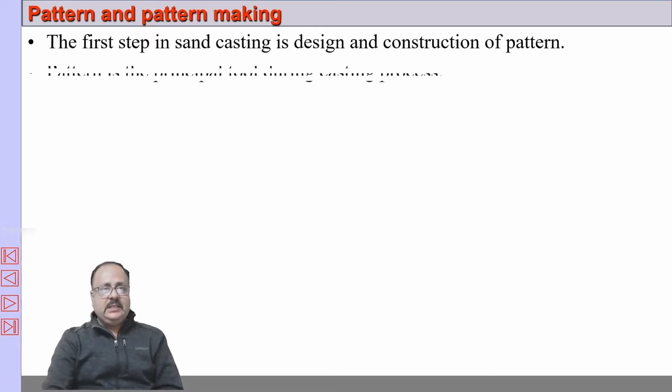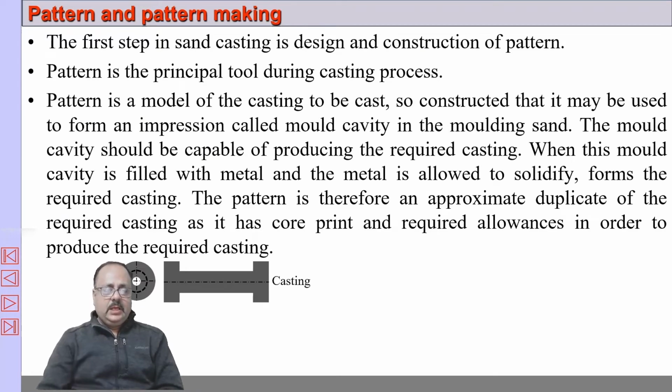So let us see. Pattern is a model of the casting to be cast, so constructed that it may be used to form an impression called the mold cavity in the molding sand. The mold cavity should be capable of producing the required casting. When this cavity is filled with metal, the metal is allowed to solidify. It forms the required casting. The pattern is therefore an approximate duplicate of the required casting, and it has core print and the required allowances in order to produce the required shape.